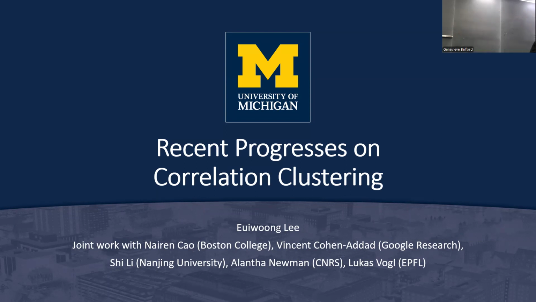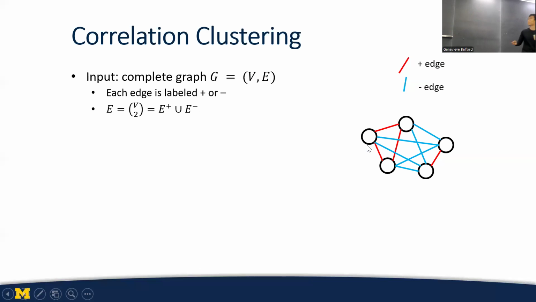Okay, that's the definition of the problem. The input is simply one complete graph G, and each edge is labeled either a plus or a minus. Let's say E plus is the set of plus edges and E minus is the set of minus edges. Throughout this talk, I'm going to use the color red to denote plus edges and blue to denote minus edges. That's your entire input: a complete graph divided into plus edges and minus edges.